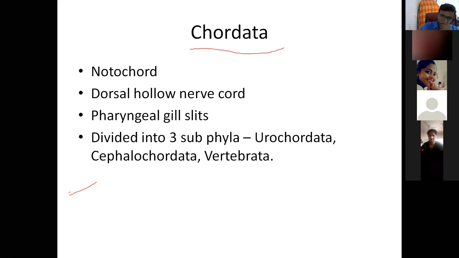Why do we call them neurochordates? No answer. Euros means tail. Yes, ascidian larval tail. Very good. That's the right answer. Good.